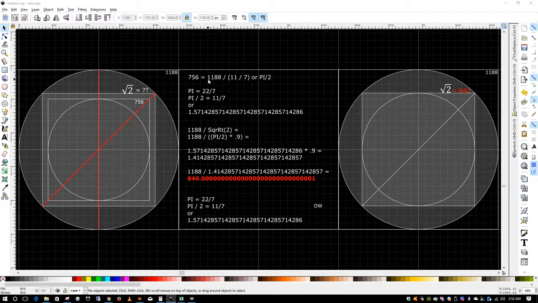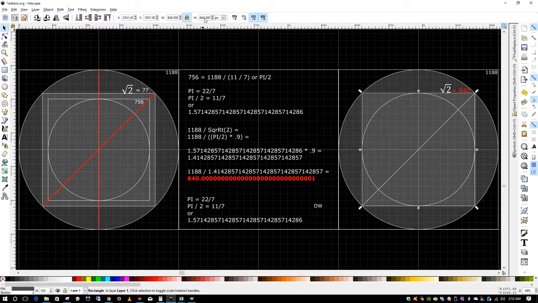So 756 is actually equal to 1188 divided by 11/7, which is pi over 2. This is the number we get. So if we divide 1188 by the square root of 2, which is the same as pi over 2 decreased by 10%, or multiplied times 90%, then we get this version of the square root of 2 right here. So if we take 1188 and we divide by that number, we get 840 exactly. And so the 1188 number divided by the square root of 2 is 840.